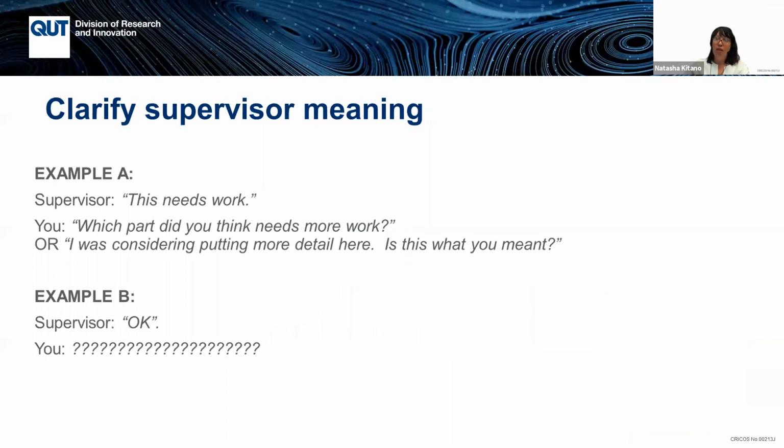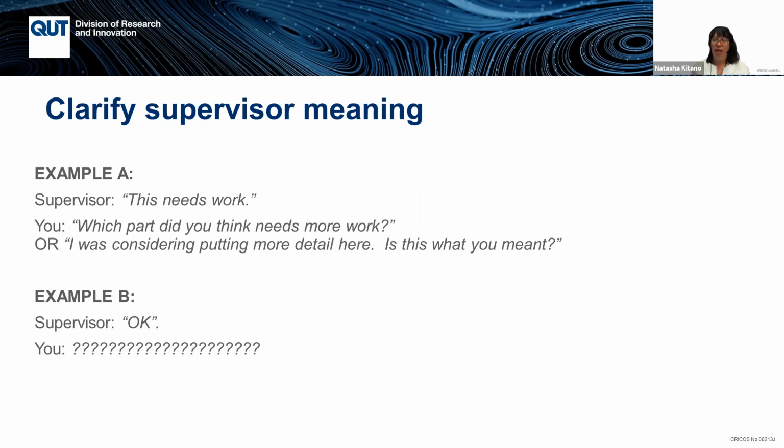Sometimes we receive very vague feedback from the supervisor. So they may say, this needs work, or it needs more depth. To be honest, these comments aren't very helpful, which is why I'm also doing workshops for supervisors, and I'm telling the supervisors to give that specific feedback as well.